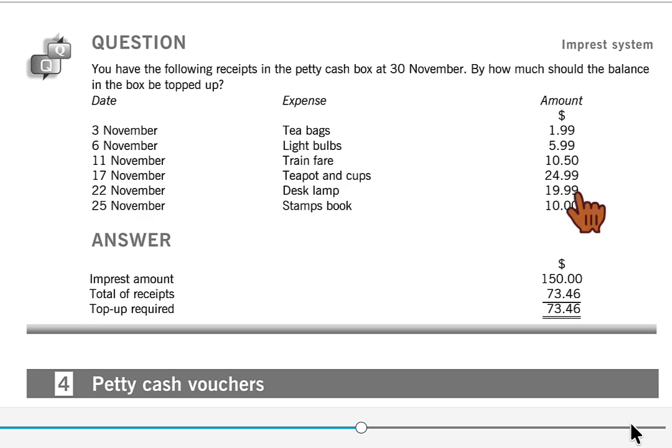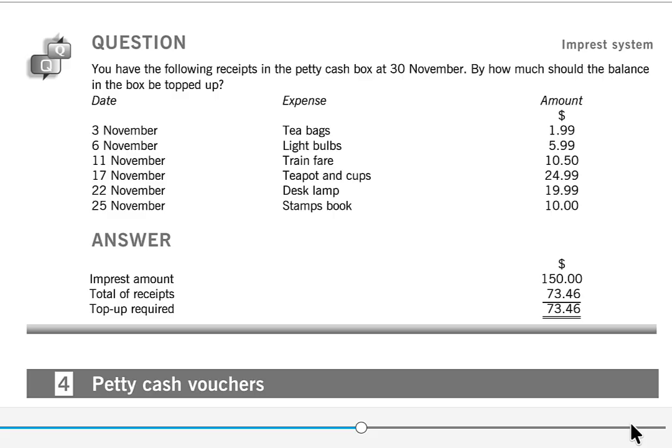Add desk lamp, $19.99. Running total is $63.46. Add stamps book, $10. Final total is $73.46. So the total receipts equal $73.46. Step 2. Understand what top-up means.